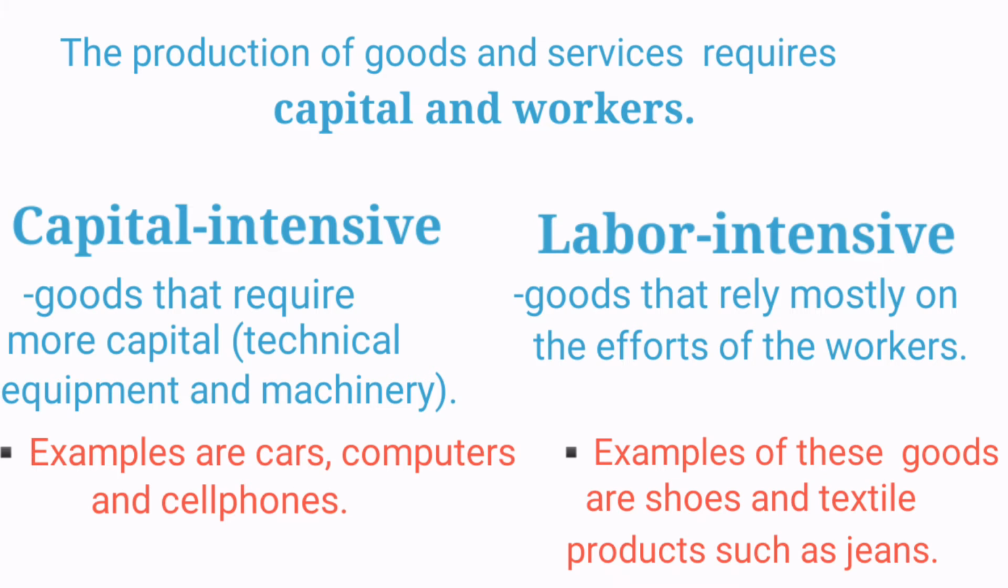In the production of goods and services, capital and workers are required, and some goods require more capital, or technical equipment and machinery, and these goods are called capital intensive. Examples are cars, computers, and cell phones. And there are other goods that require less equipment to produce and rely mostly on the efforts of the workers, and these goods are called labor-intensive. Examples of these are shoes and textile products such as jeans.